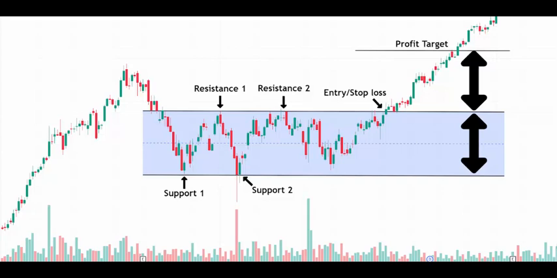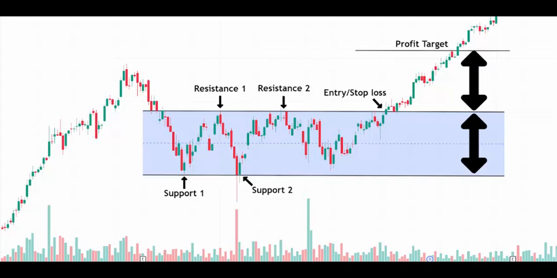Use additional technical indicators. You can use additional technical indicators such as moving averages or oscillators to confirm the strength of the bullish rectangle pattern. Avoid trading during low liquidity periods. Low liquidity periods, such as holidays or after-hours trading, can lead to increased volatility and false breakouts. Avoid trading during these periods if possible.